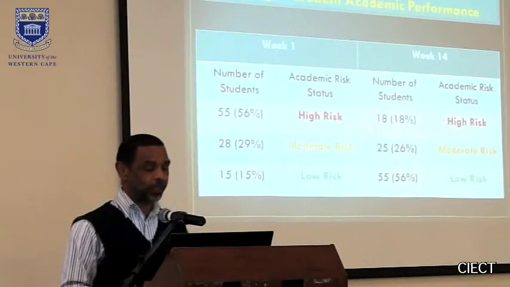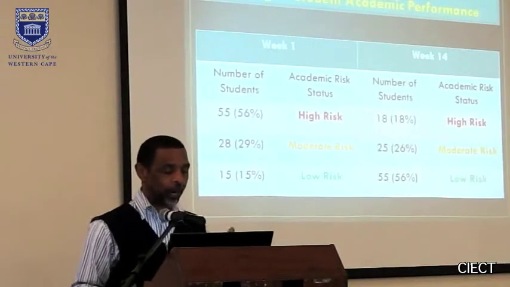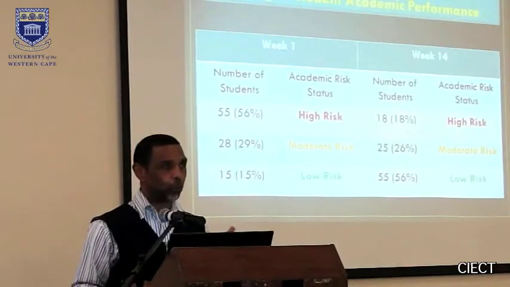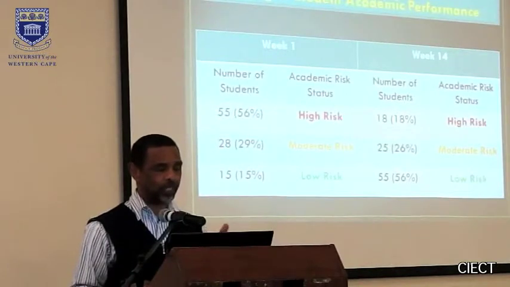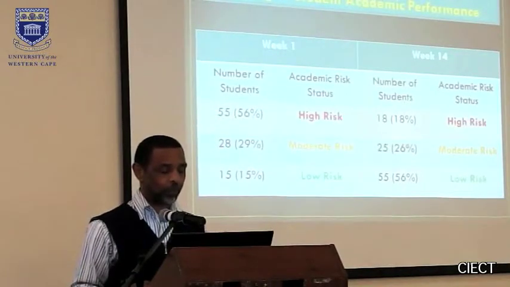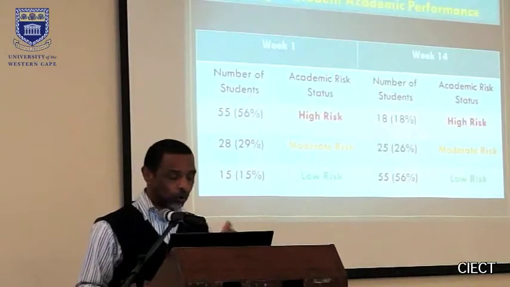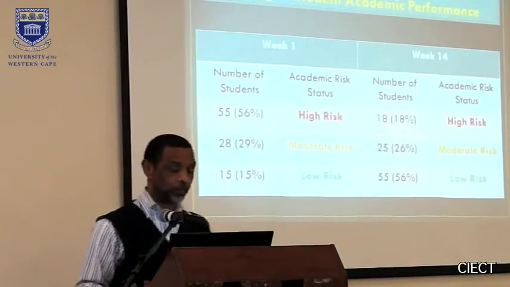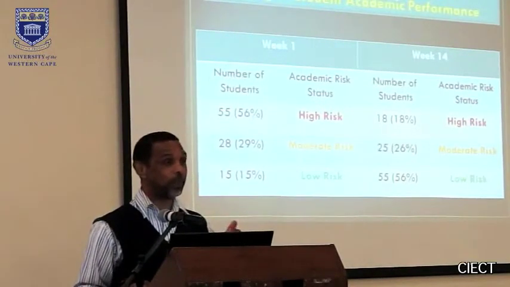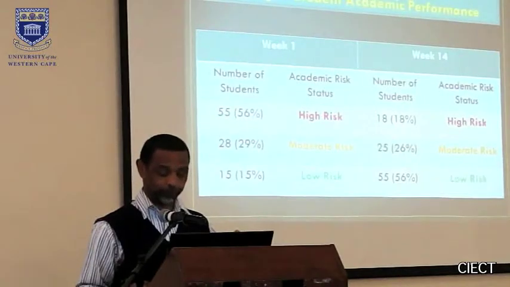In terms of percentages, what had changed? The high risk percentage at the beginning was 56%. At the end, it dropped down to 18%. Very, very encouraging. Moderate risk remained relatively the same, 29% and 26% from the start to the end of the module, but the low risk was very, very good. From 15% it improved up to 56%, which I thought was very, very good.